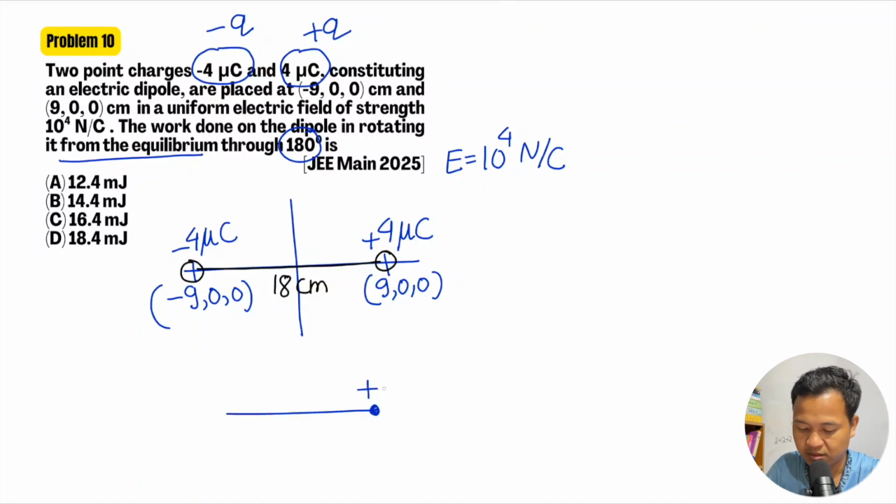Okay, plus Q and minus Q. The direction of dipole is from negative to positive. So here it is in equilibrium, and the theta value is 0 degree.